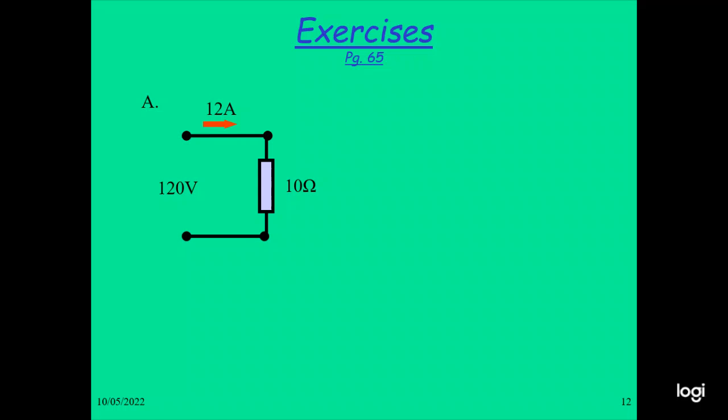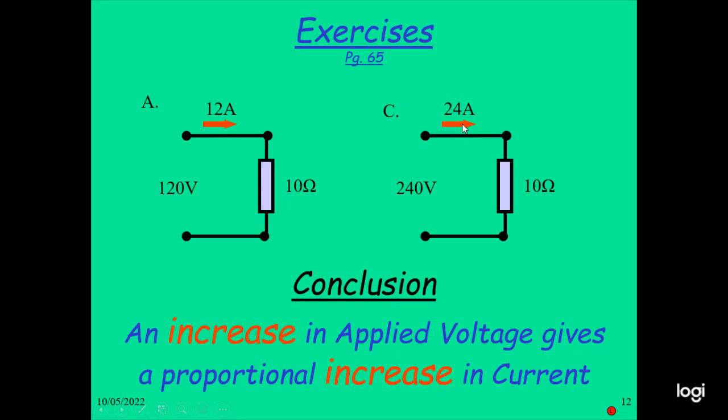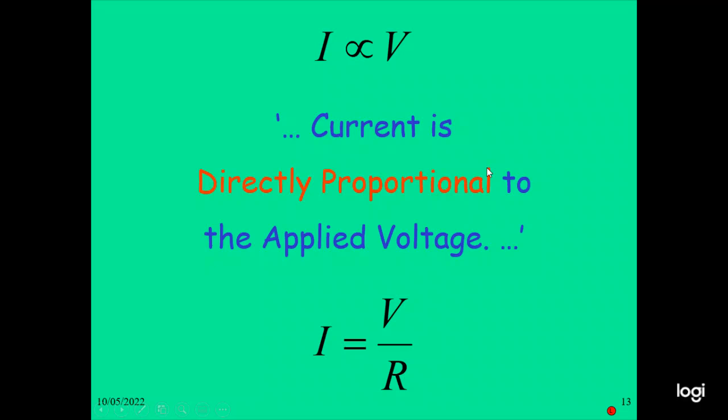Sometimes we have a 120 volt supply and a resistance of 10 ohm. So the current is 120 divided by 10, so we have 12 ampere. And sometimes we have 240 volt with resistance 10 ohm, so this is 24 ampere. The increase in applied voltage gives a proportional increase in current. The current is directly proportional to applied voltage: I is directly proportional to V, or I equals V by R.